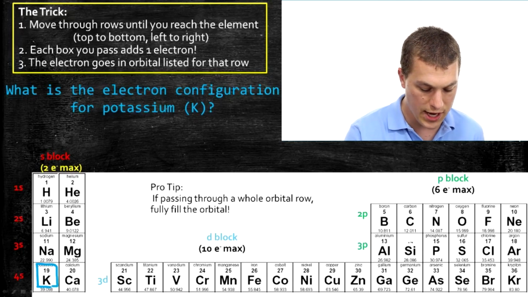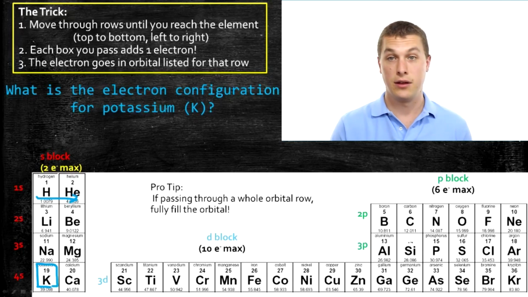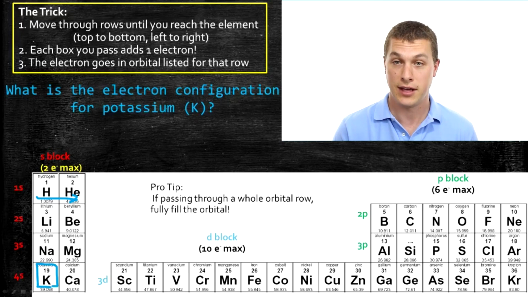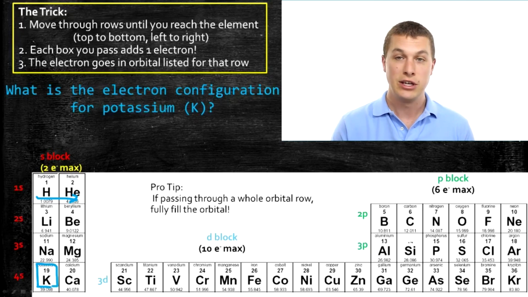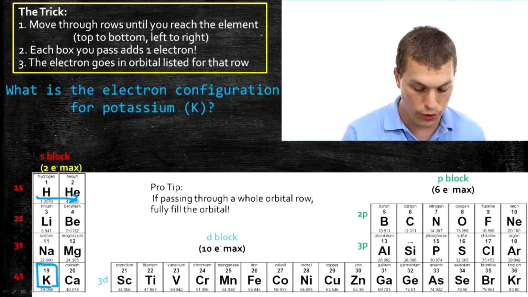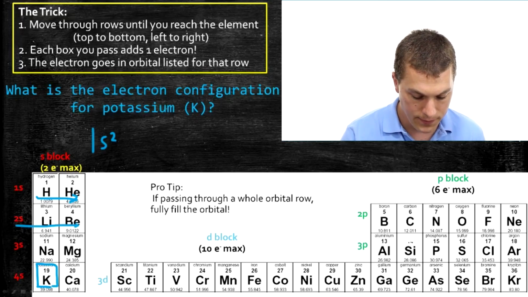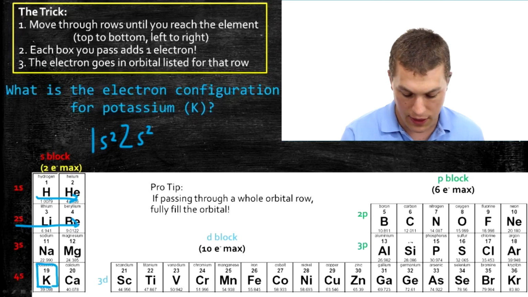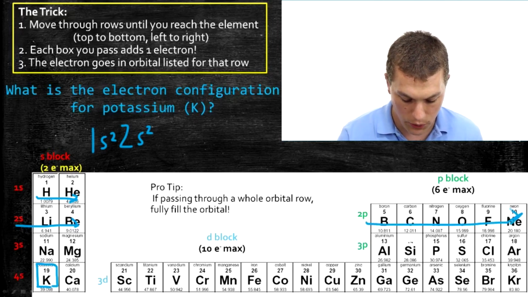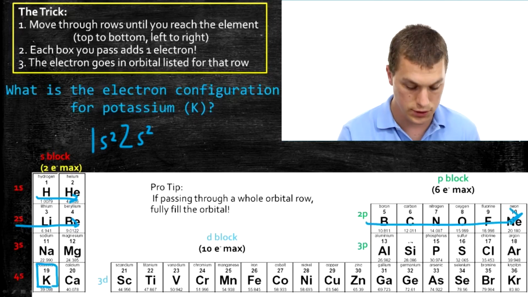So first we go through the 1s. You can see that the electron configurations start out almost identically every time, right? So once you do this a few times, you just know what to write, right? We go through the 1s, so that gives us 1s2. Then we go through the 2s, so that gives us the 2s with 2 electrons in it. And then we go through 2p. We go all the way across it, so that means there's 6 electrons in the 2p.